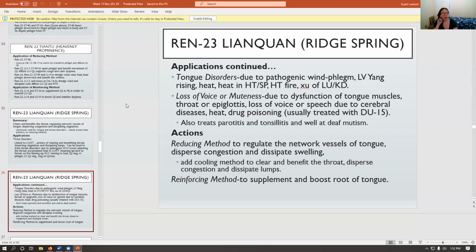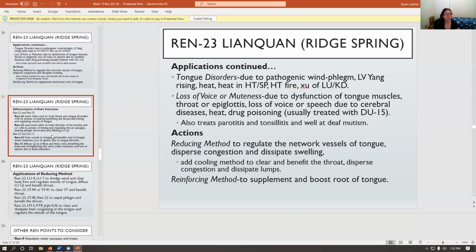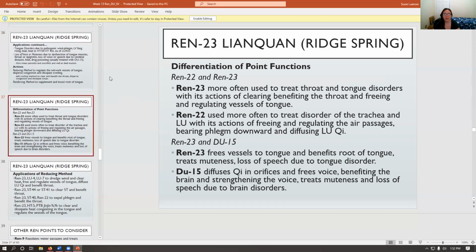More often than not, we're going to be using the reducing method on this point, but if we do have a deficiency pattern, we can reinforce. I kind of just talked about this, but a little bit more in depth with the differentiation of point functions. Ren 23 is used for throat and tongue disorders, freeing and regulating the vessels of the tongue, whereas Ren 22, we can think of throat and lung issues.